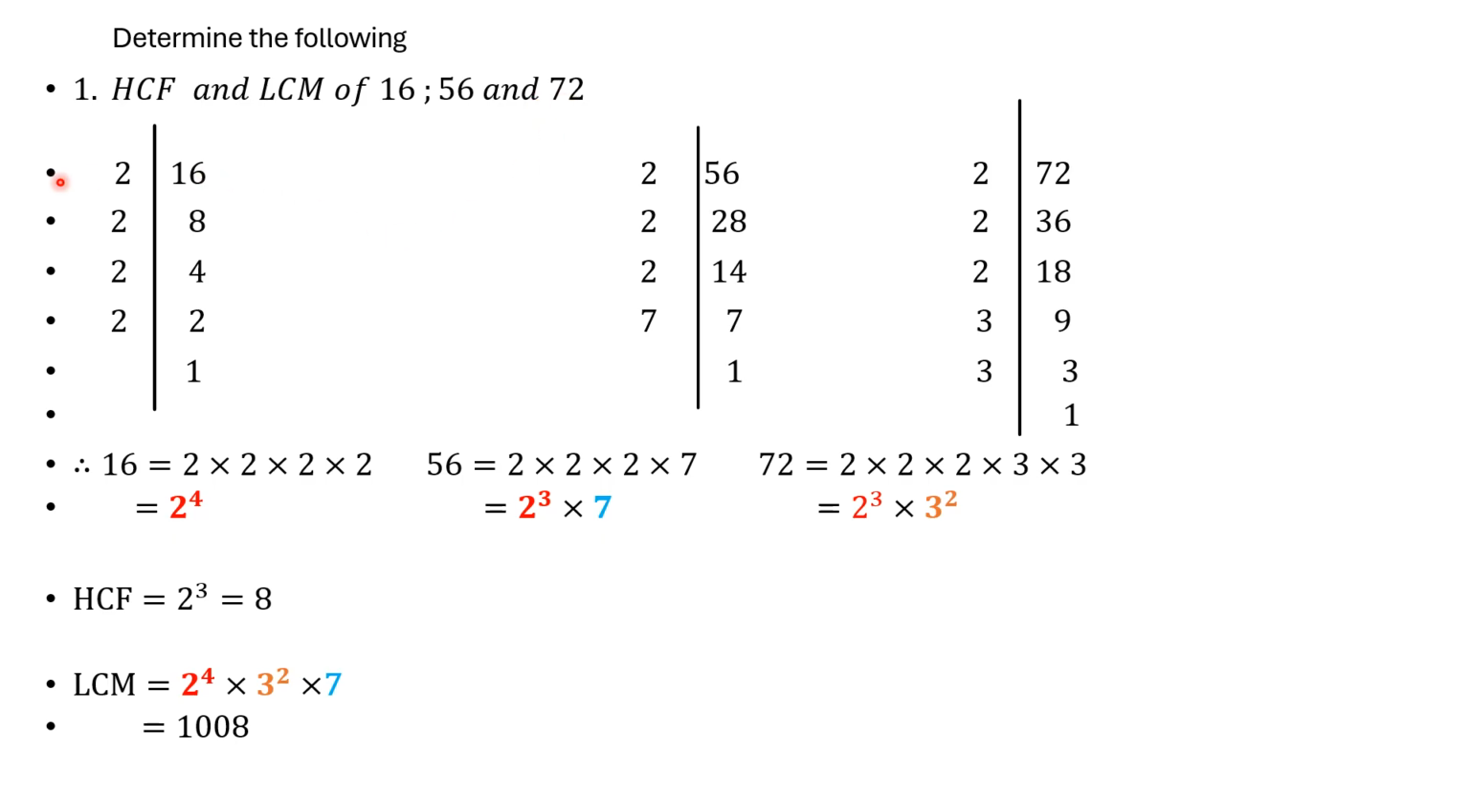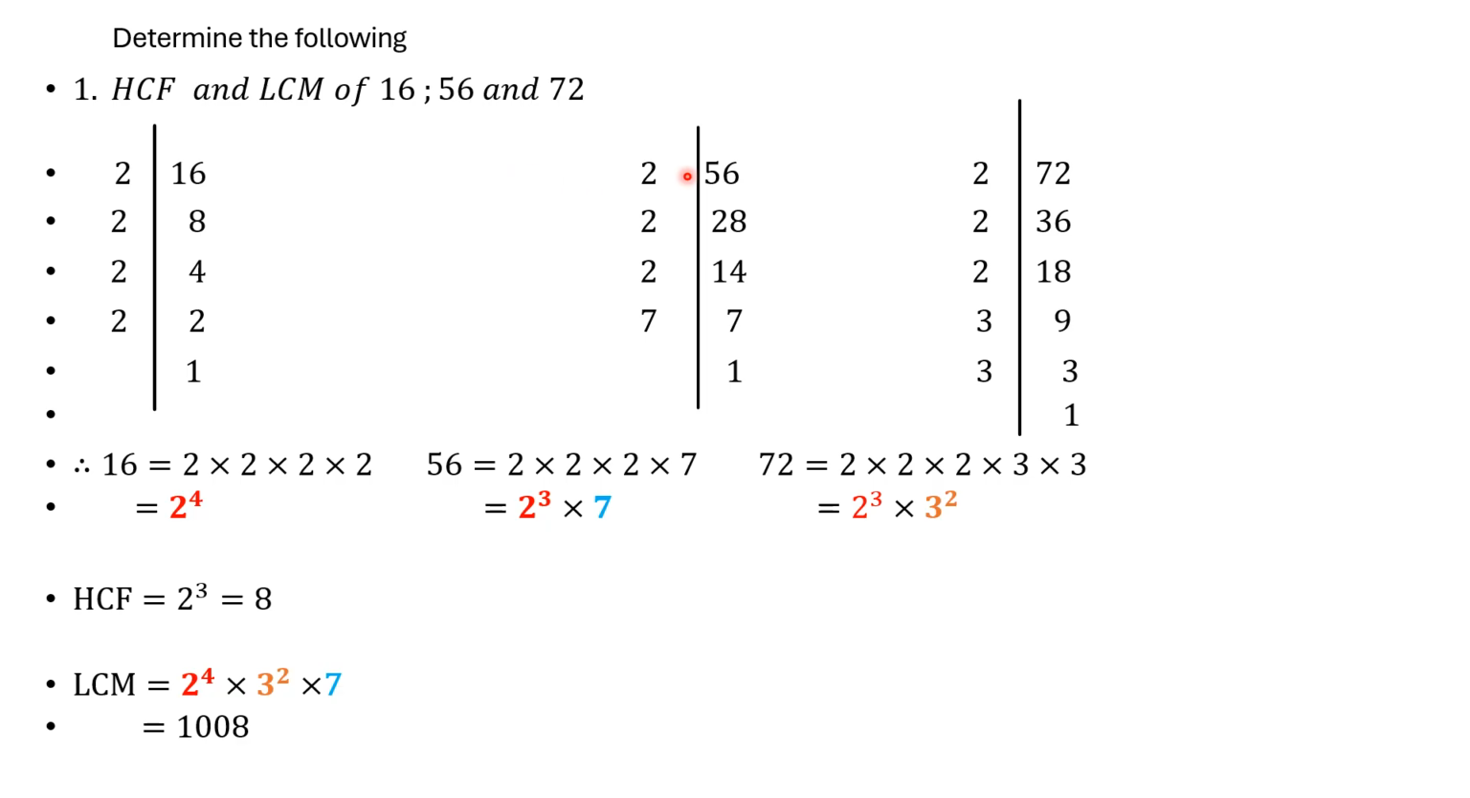So 16, lowest prime number that goes in 16 is 2. 16 divided by 2 would give me 8. Then 2 still goes in 8, so 8 divided by 2 gives me 4. And then 4 divided by 2 gives me 2, and 2 divided by 2 gives me 1. Therefore 16 equals 2 times 2 times 2 times 2, which gives me 2 to the power 4.